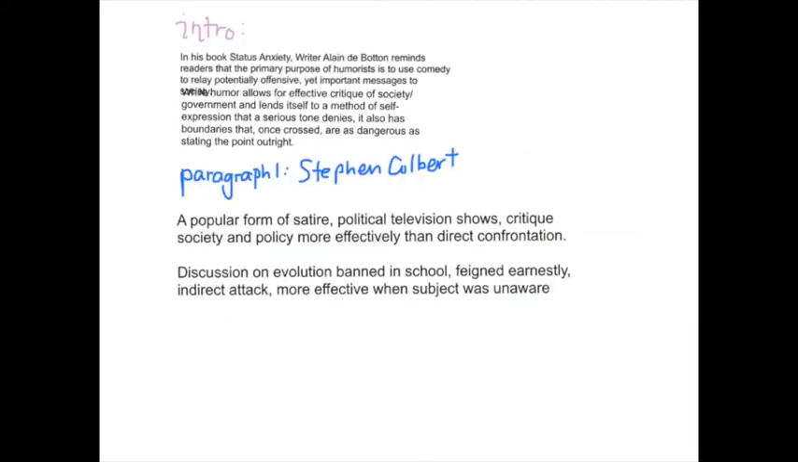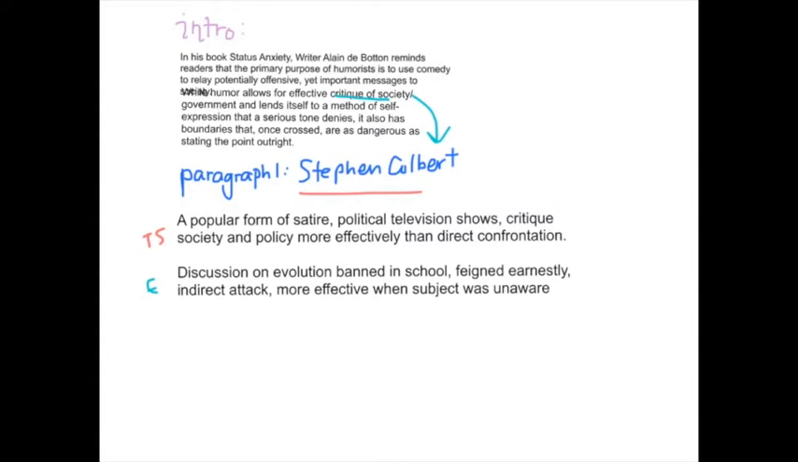Because the first point in my thesis discusses societal and political critique, that is what my first paragraph is going to be on. And so I've chosen Stephen Colbert to talk about, and I'm going to go through each paragraph, just give you an idea of the topic sentence and then some basic examples that I used and how I tried to connect that to a larger meaning. So first, my topic sentence connects this part of the thesis, the critique of society, to my specific example, Stephen Colbert: a popular form of satire, political television shows, critiques society and policy more effectively than direct confrontation. I've made my argument. This is what my body paragraph is going to be arguing.